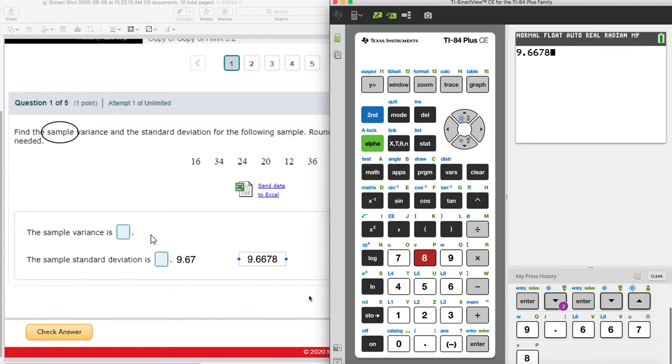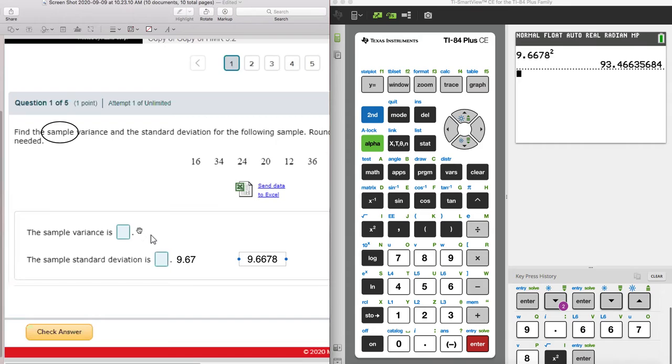9.6678. And so the variance is this number squared. And so you're going to hit this button here, the x squared button, and enter. And so that gives you the answer to the sample variance, which is then 93.47, because again, this one, it wants out to 2 decimal places.